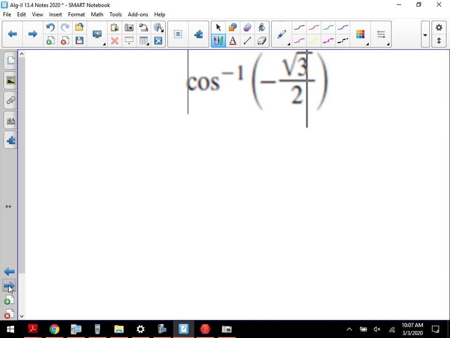Try another one with the cosine real quick. What angle has a cosine of negative root 3 over 2? It's kind of the same problem we just did.